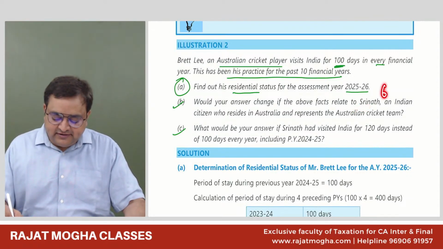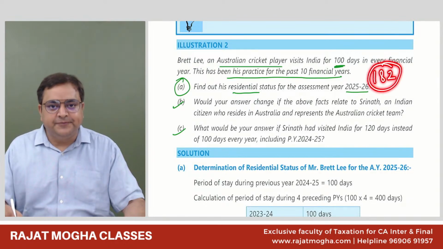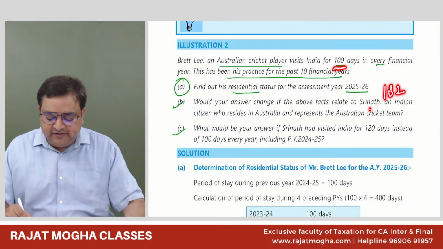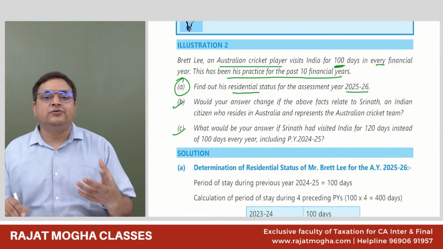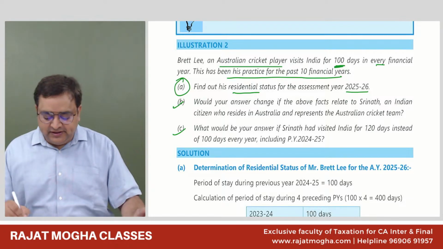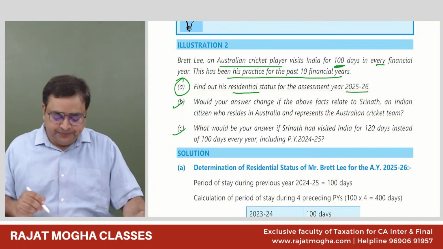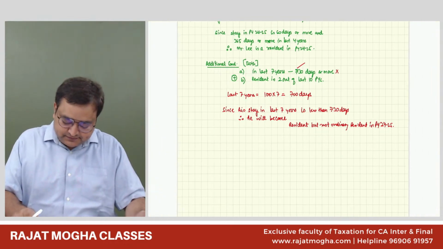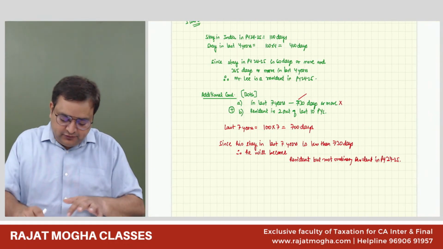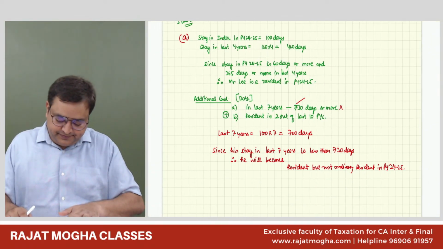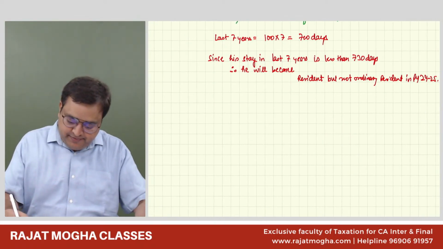So we can't see the 60 days condition over here. We only need the 182 days condition to be satisfied. And since he is not satisfying the 182 days condition, in this previous year how many days was he here? Just 100 days. So in that case, he will become a non-resident. So let us write this also. B point. So this was A.